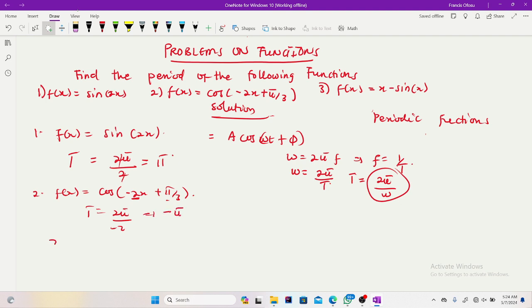Then finally, the third one, f of x is equal to x minus sine x, right? So for this one, ignore everything you see. This sine x is the periodic part. Therefore, we are going to have our period T equal to 2 pi over omega, where omega here is 1, right? The coefficient of x is 1. So 2 pi on 1, and that is 2 pi.